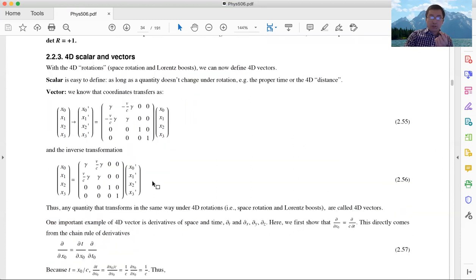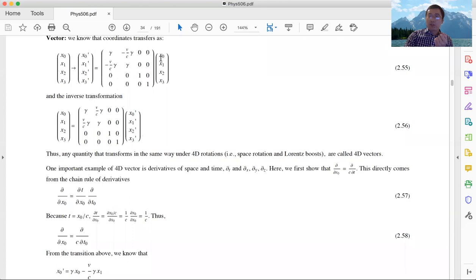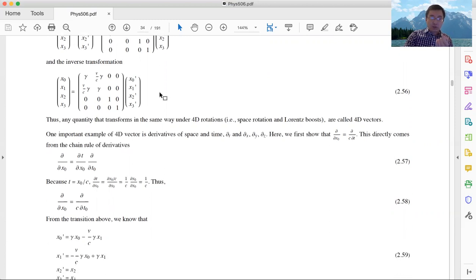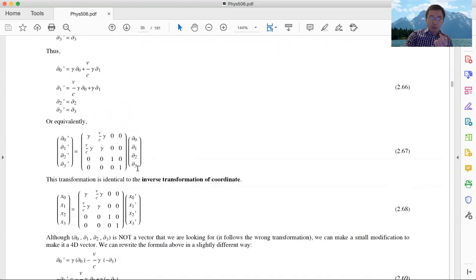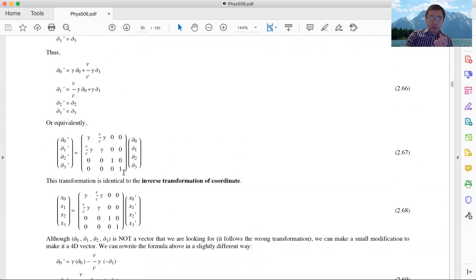So 4D vectors are objects that follow the same transformation as coordinates. And we gave you one example towards the end of last lecture. Towards the end of the last lecture, we showed that the spatial derivatives, partial time, partial x, partial y, partial z, can be organized into a 4D vector.